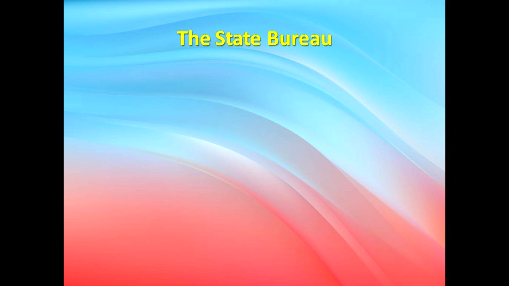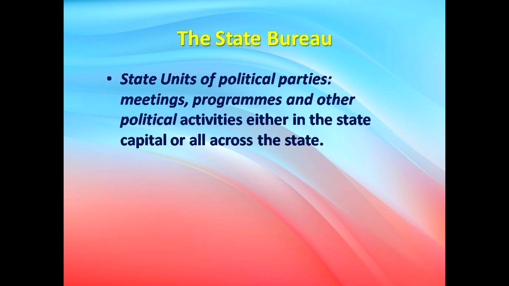Then we talk of the state bureau. The state units of political parties and meetings and programs and other political activities, either in the state capital or all across the state, get covered when we're talking about the state bureau. Say, for example, the chief minister of Haryana holds a function in Panchkula. Panchkula is just one district out of all the 19 districts of Haryana. But because it is the chief minister, the state bureau would cover it. Accordingly, you have, for example, a Dainik Bhaskar edition for Rajasthan, another one for Haryana and Punjab together. So it gets covered over there.